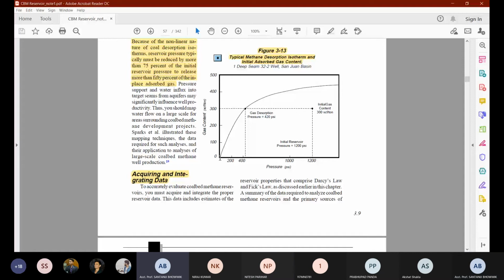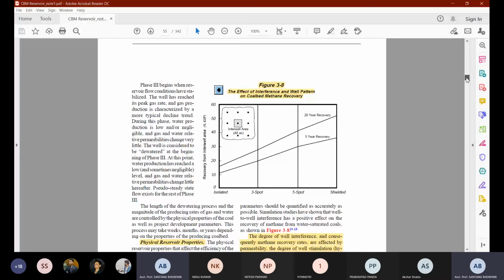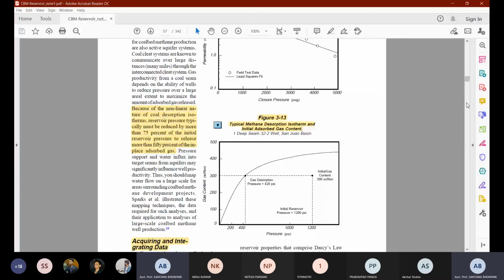Yes, sir. Okay, so this is the graph which is going to give you the idea about the compressibility and the initial gas concentration. So this is the initial gas concentration. The third point which we are going to discuss is the hydrodynamic concentration.